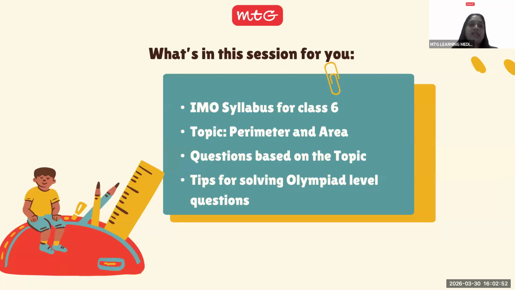What is in this session for you? What exactly are you going to get in this session? First of all, we will be covering the IMO syllabus for class 6, Level 1 Olympiad preparation: what all the topics are and what syllabus you are going to go through. This will be discussed in today's demo session. Our topic for today will be perimeter and area. I hope you have a basic idea of the perimeter and area topic.